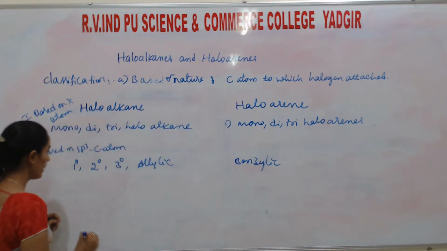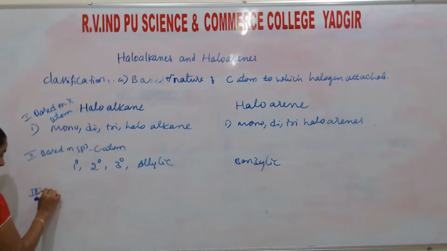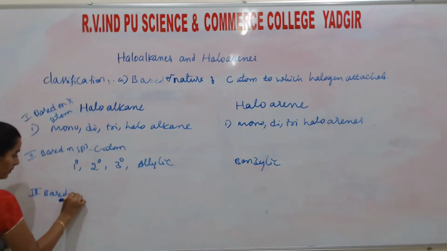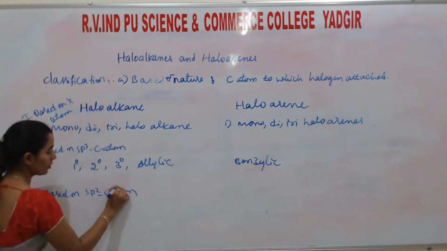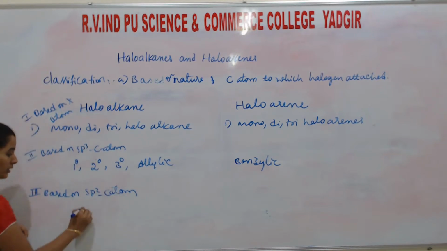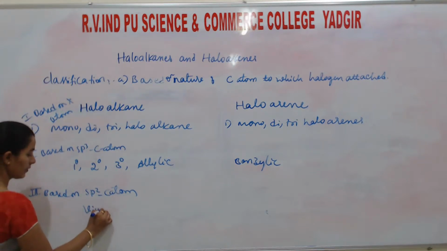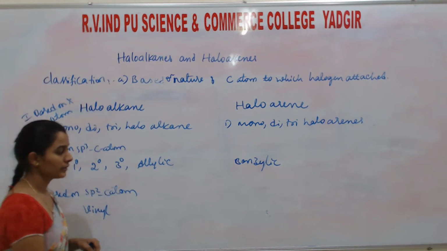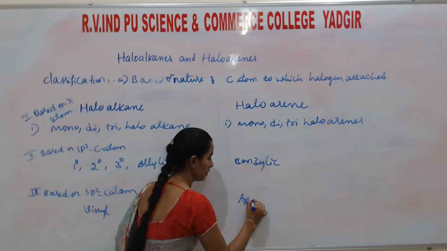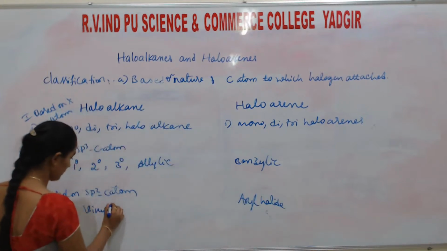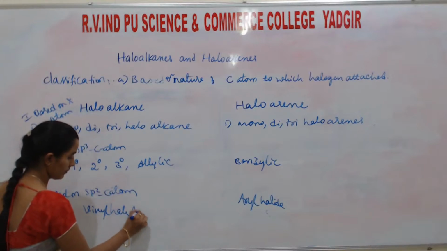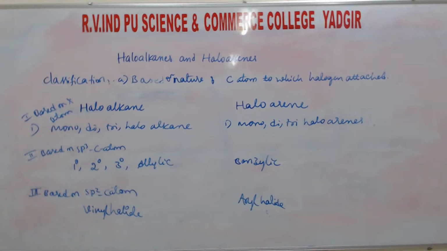Third classification is based on sp2 hybridized carbon atom to which halogen is attached. This one is vinyl. This one is aryl. Understood? This is the classification.